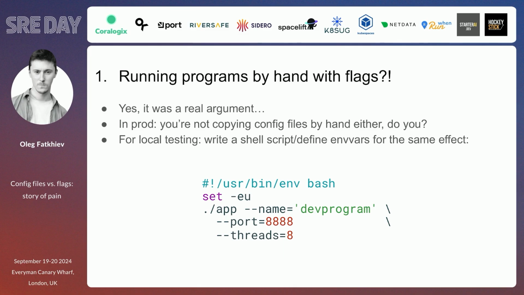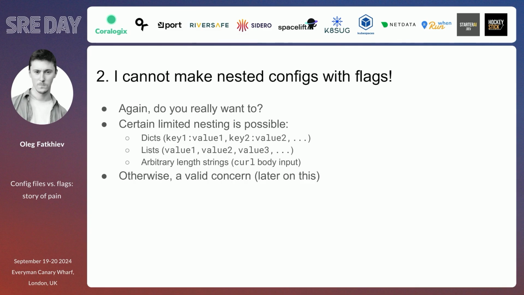And for local testing, we can always write a shell script that does exactly the same and has all the fields with a shell command within this very small script. Yes, it's not going to be a file in your favorite YAML, but it's going to be doing exactly the same stuff. So it is solvable easily. "I can make nested configs with flags." Again, in 95% of cases that I meet, do you really need them? Because most configs can just be flattened, especially in the era of microservices. We don't really have huge configs in most cases for the applications we're designing.